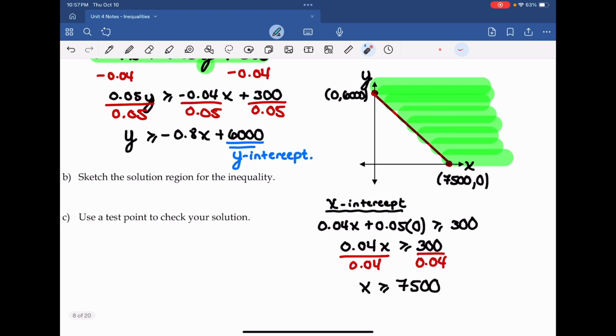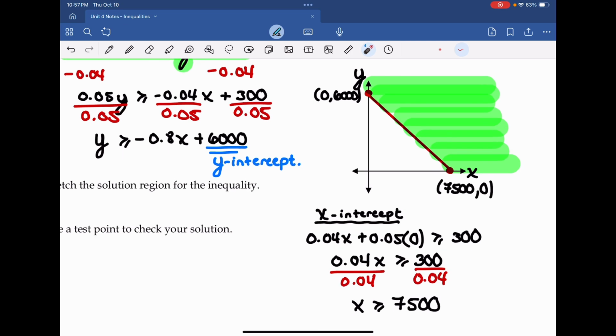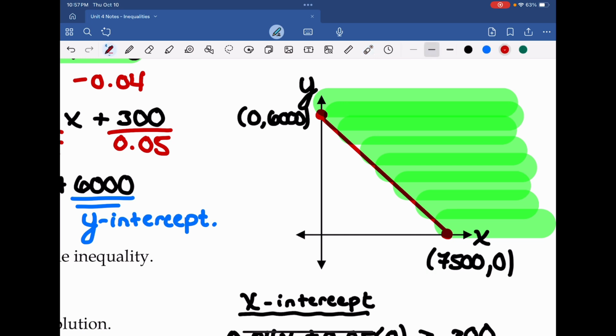We did that, check mark. Now what we want to do is use a test point to verify our solution. To do this, let's just go over here and we're going to draw in a test point in the following way. Suppose I take, let's say I go here. And I'm going to say that this is roughly about 5,000 for X. And then I'm going to invent the Y value. Let's say this is about 3,000. We'll see if this works. So 5,000 invested into the bond account, 3,000 invested into the GIC. We'll see if this satisfies the inequality.